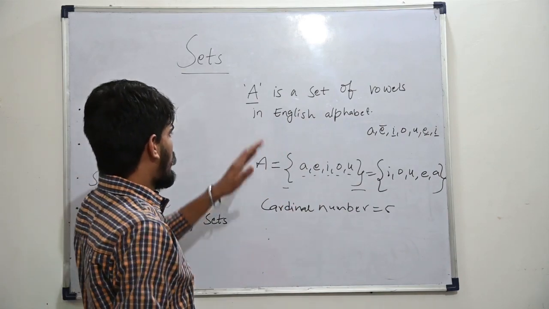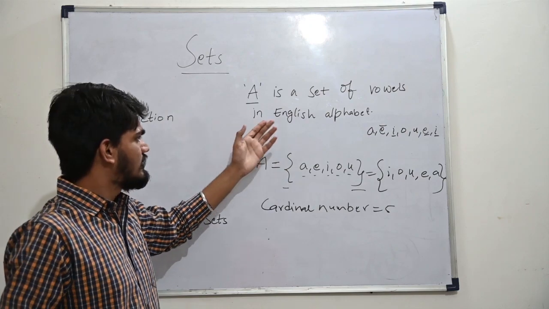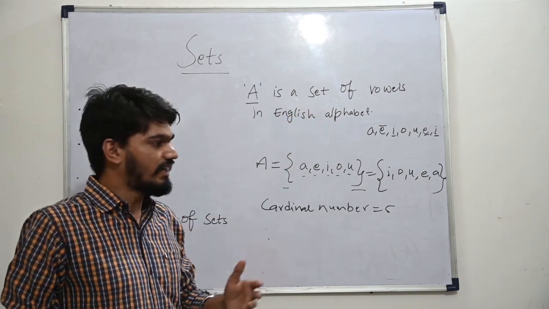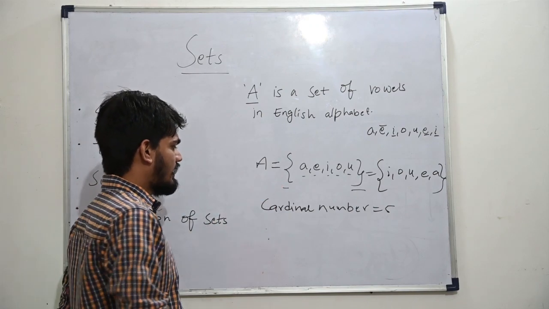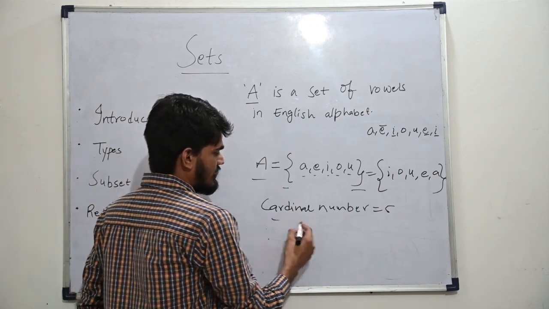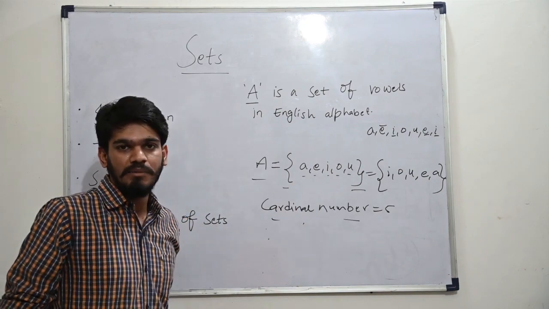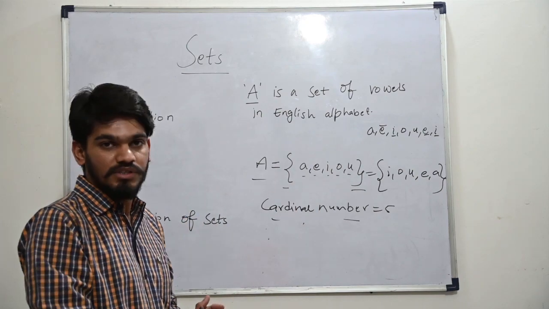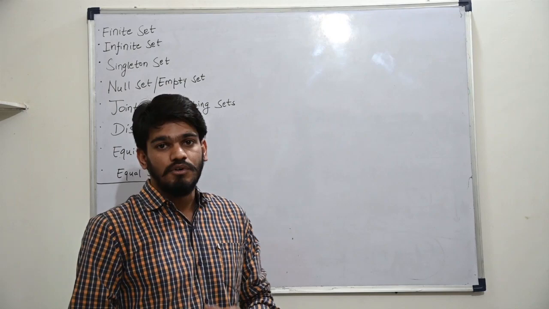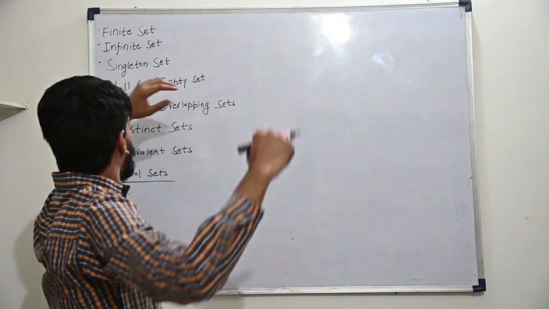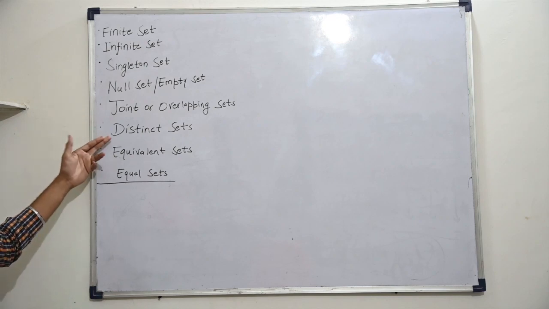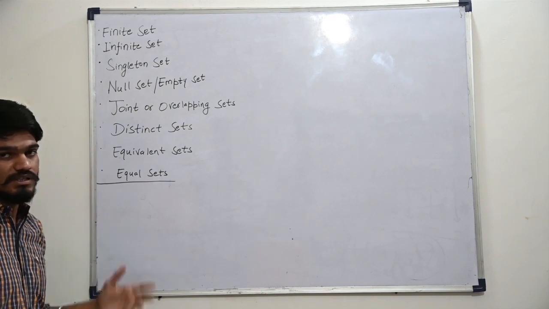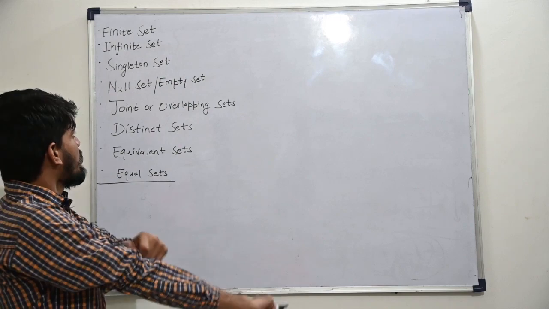So what we have discussed till now: what exactly a set is, and then well-defined objects. Then we discussed what exactly an element of a set is and how to write a set, and then we discussed cardinal number, the number of elements in a set. Now we are going to see the types of set. We have finite set, infinite set, singleton, null set, joint set, disjoint set, equivalent set, equal sets. Let's understand what they are.